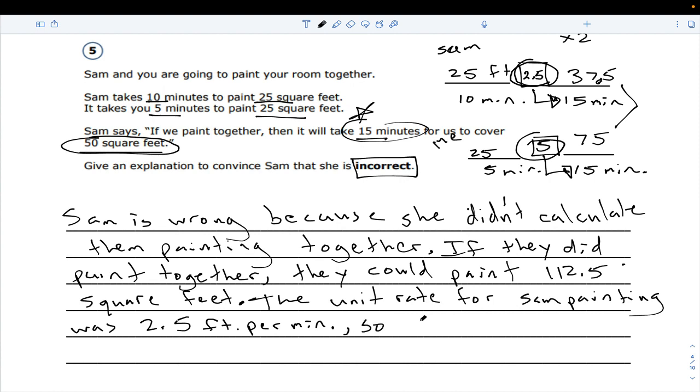So, what calculation did I do to find her total square footage? 2.5 times what, Cameron? 2.5 times 15 would get 37.5.